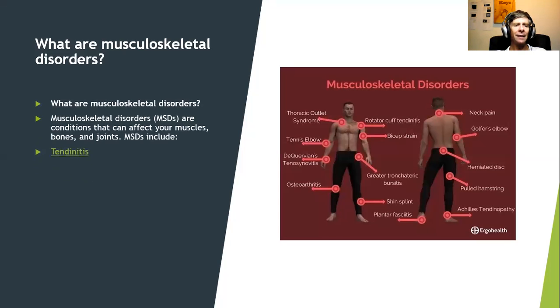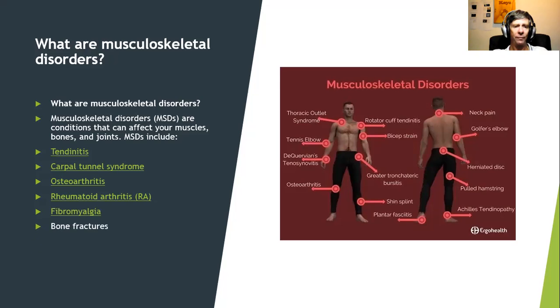And they include things like tendonitis, carpal tunnel syndrome, osteoarthritis, osteo meaning bone, arthritis simply meaning inflammation of the joint, rheumatoid arthritis, again, inflammation of the joint. Rheumatoid is an inflammatory condition, autoimmune condition as well, just by the way. Fibromyalgia, which is basically pain involving muscle fibers. Bone fractures are some of the more common things.